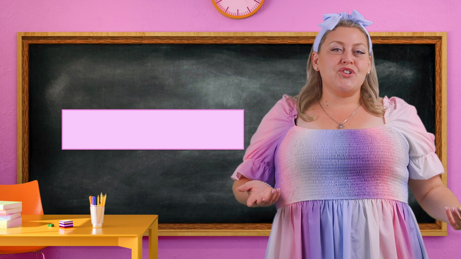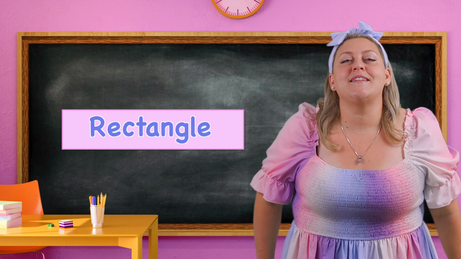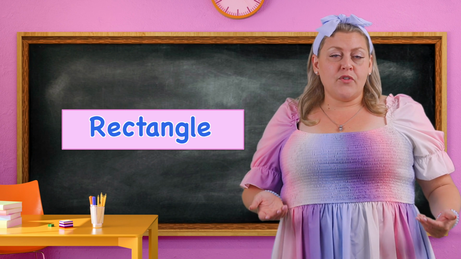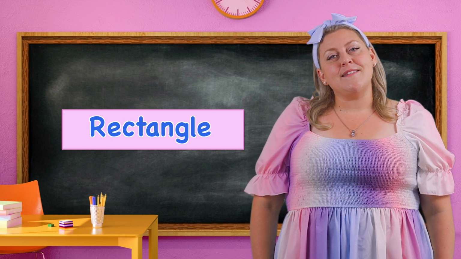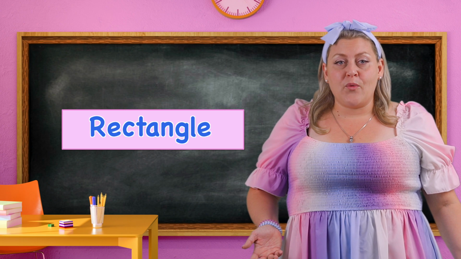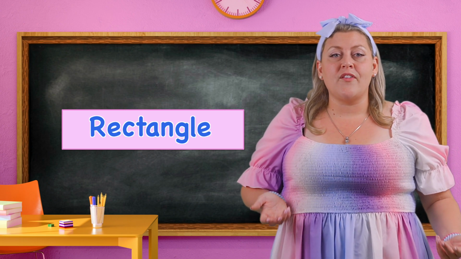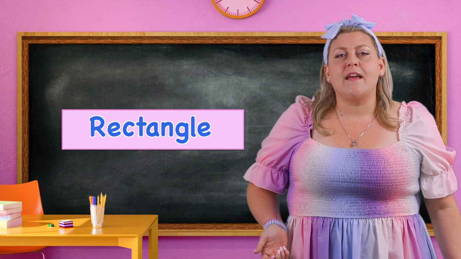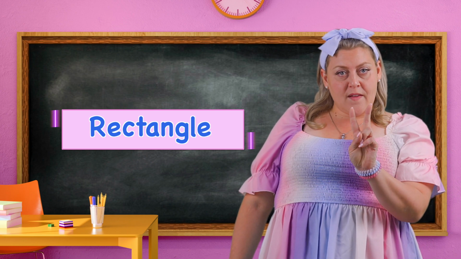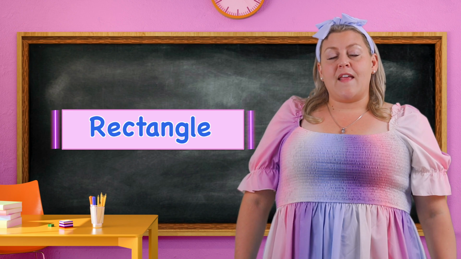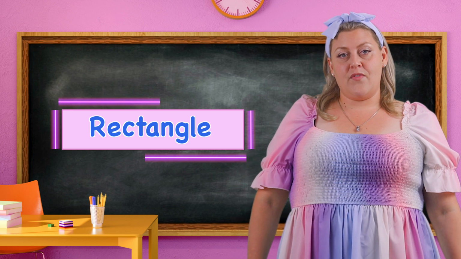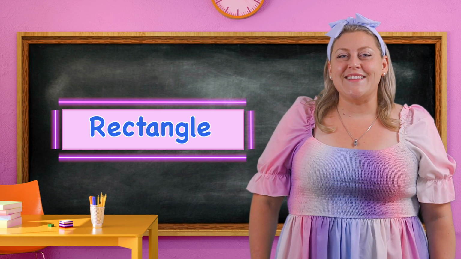Here is another shape, the rectangle. The rectangle looks a little bit similar to a square, but it's different. It's different from a square because all 4 sides are not the same. Look at the rectangle. It has 2 short sides that are the same length, and it has 2 long sides that are the same length. Take a look.